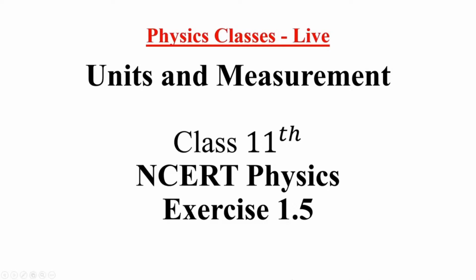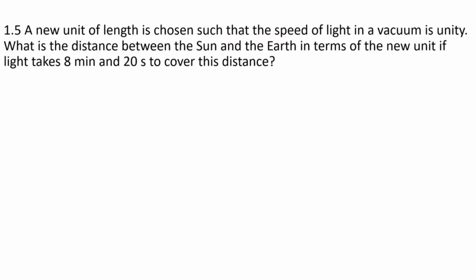Hello everyone. In this video we are discussing exercise 1.5 from class 11th NCERT physics, chapter units and measurements. So moving forward, we have the question says a new unit of length is chosen such that the speed of light in vacuum is unity. What is the distance between sun and earth in terms of new unit if light takes 8 minutes and 20 seconds to cover this distance?